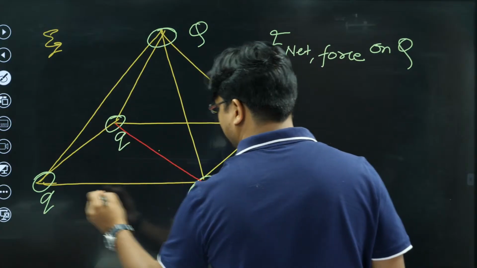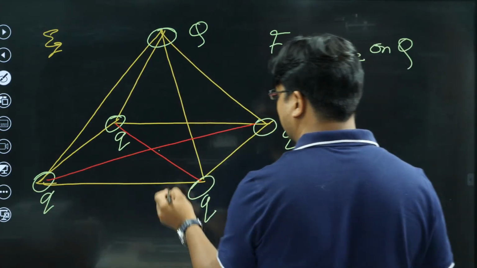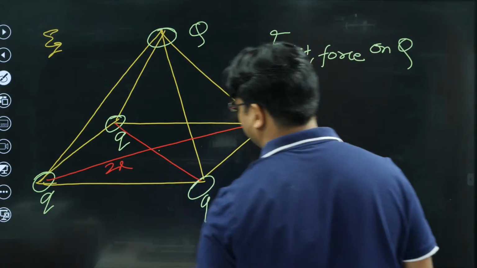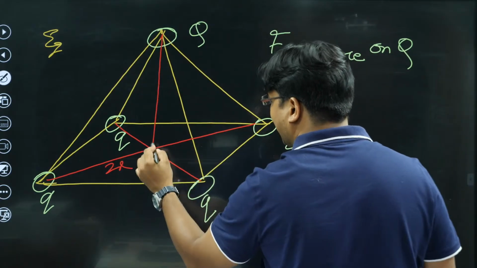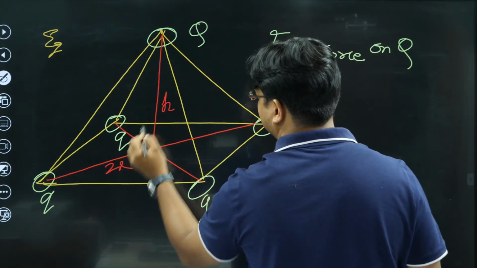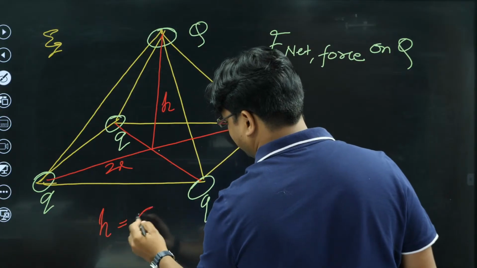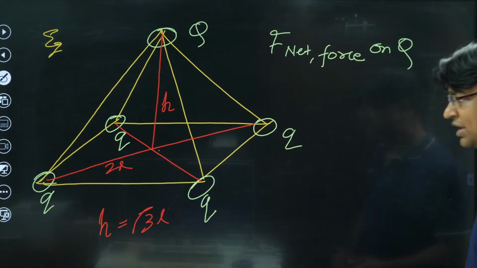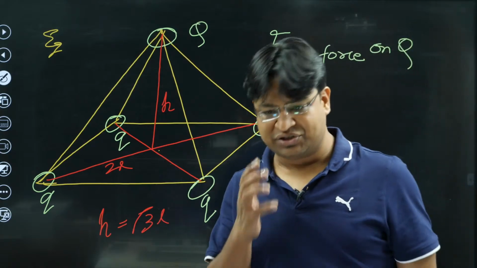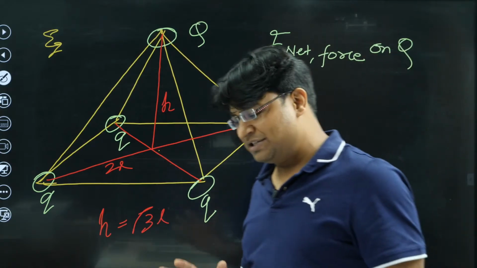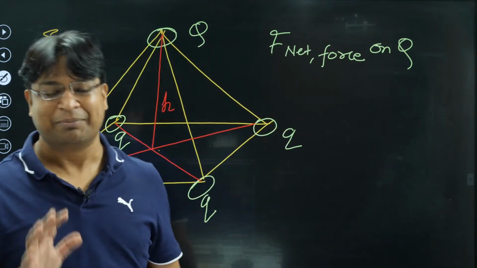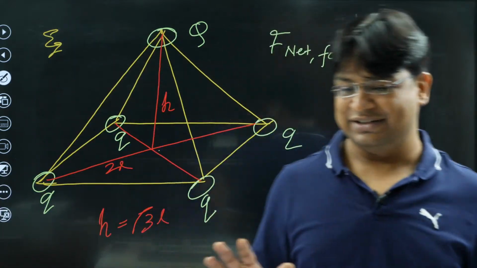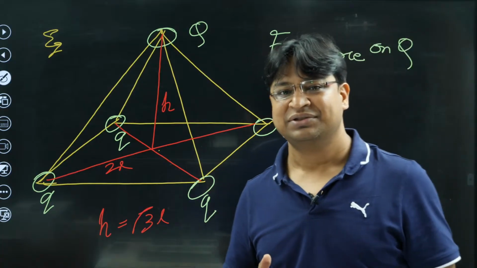So the diagonals are of length 2L, okay, and the height of the pyramid is H, and this H is actually root 3L. First of all, guys, do you think that the complexity has increased to a great extent now?